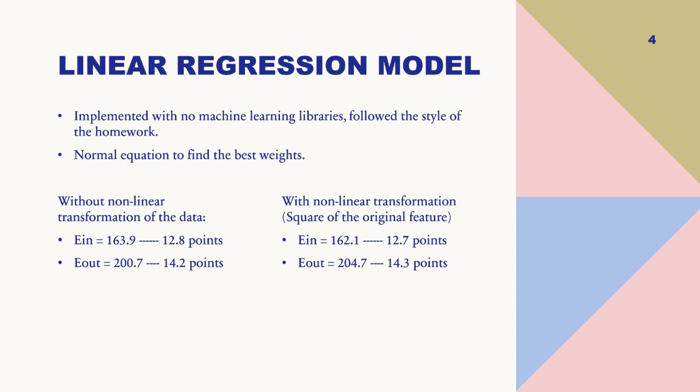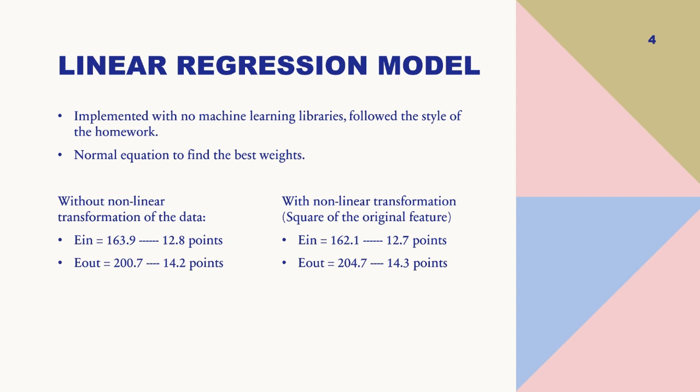This model was tried in 2 ways, first without a nonlinear transformation of the data, and during training it received an error loss of 163.9, which equated to 12.8 points. So to reiterate, the model would make an incorrect guess on the final exam score by 12.8 points on average, and on the test set, it made an incorrect guess of about 14.2 points on average.